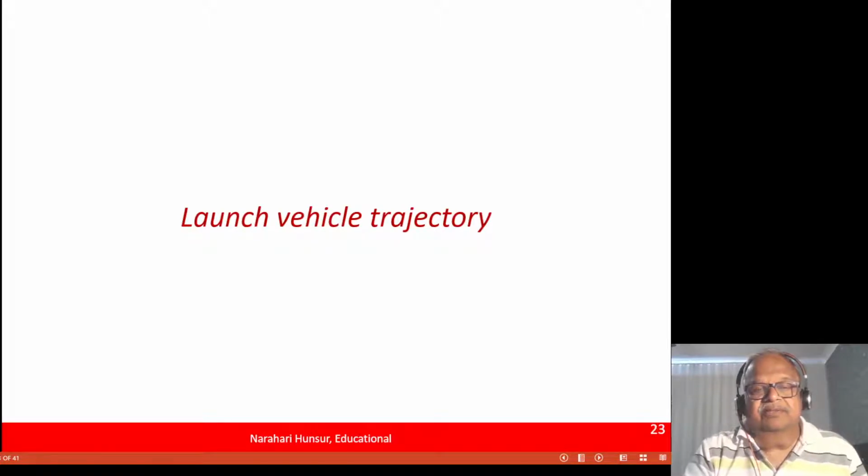So far we looked at the basics of launch vehicles and orbits and all that. Now let's look at trajectory. How do we fire it, or why do we fire it in the way we want? Now there are two options here. You can fire the rocket straight up vertically, or you can fire the rocket at an angle to the horizontal axis. So we'll see why and how things are done like that.